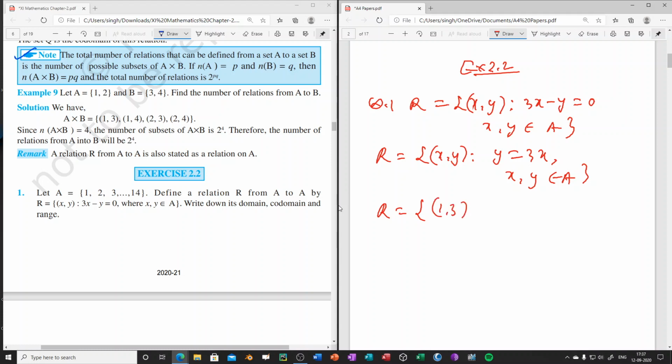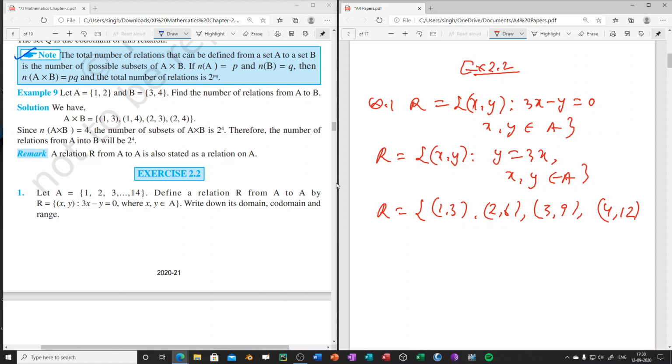Then we will take x is 2. So y is 3 times 2, that is 6: 2, 6. Then next we can write 3, 9. Suppose we take x is 4. y will be 3 times 4, that is 12. Now if we take x is 5, y will be 15.